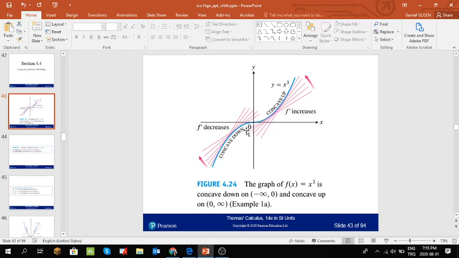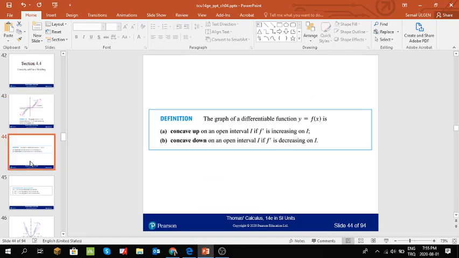So this helps us to draw the graphs easily. In this case, from negative infinity to 0, the graph is concave down. After 0, the graph is concave up. All right, that's what concavity is. It is related to the slope, the slope being increasing or decreasing. So this slope is important.